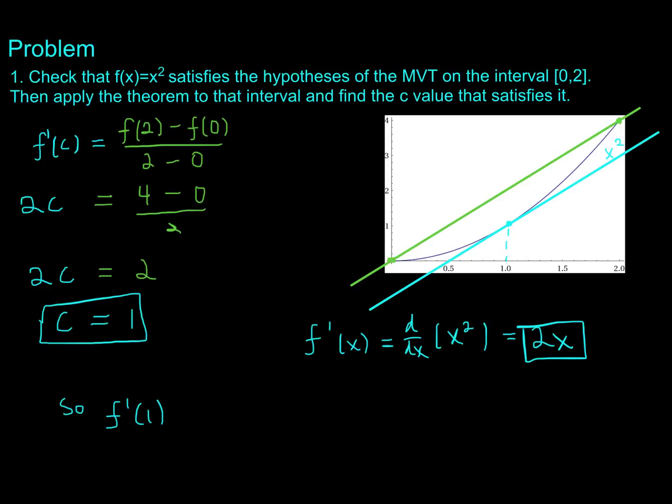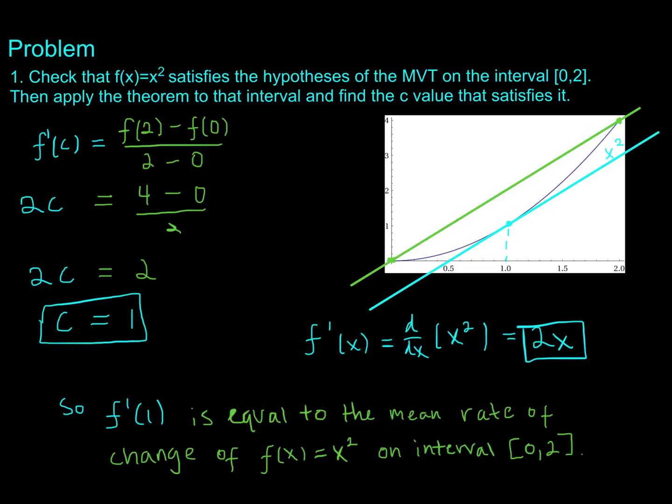And of course, another way of saying the slope of the secant line is saying the average rate of change between 0 and 2, or, in the words of the mean value theorem, the mean rate of change between 0 and 2. So that's how I'll write it out. So there it is. What I've discovered is that f prime of 1 is equal to the mean rate of change of f of x equals x squared on the interval from 0 to 2.